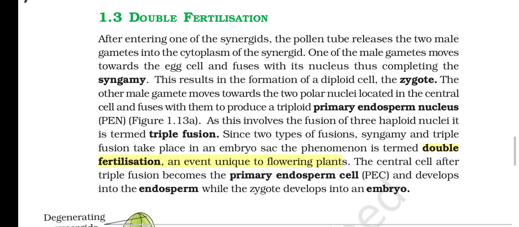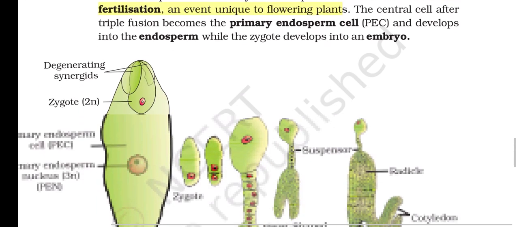Since two types of fusion, syngamy and triple fusion, take place in an embryo sac, the phenomenon is termed double fertilization, an event unique to flowering plants. The central cell after triple fusion becomes the primary endosperm cell and develops into the endosperm, while the zygote develops into an embryo.